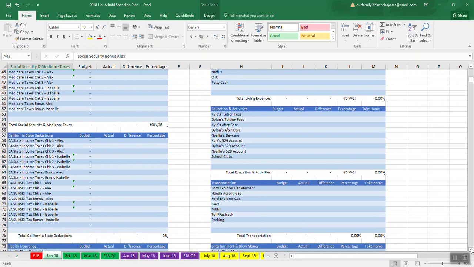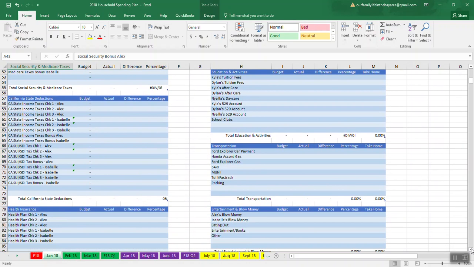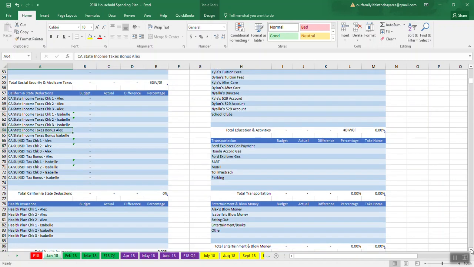And same thing for California. We live in the great state of California, and we pay income tax, we pay state disability income tax, and unemployment insurance tax. So this is for unemployment and disability insurance, and this is the state income tax. And same thing for this. I also have a spreadsheet tracking the state income taxes that we are paying.